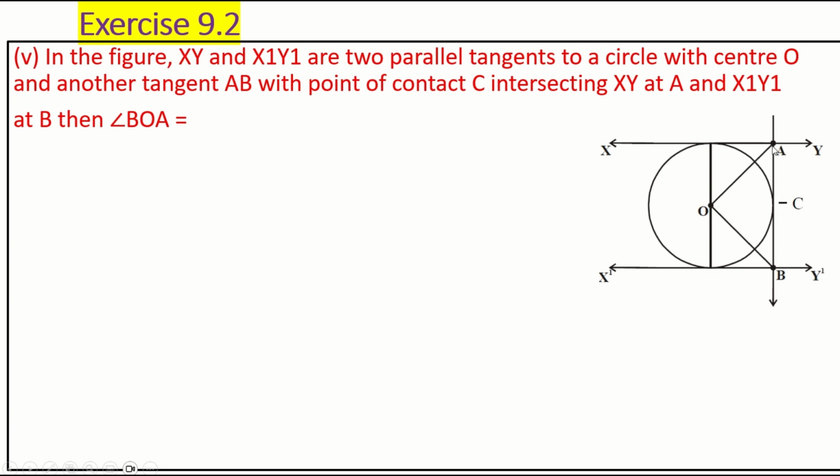We know that A is a point external to the circle and two tangents are drawn here. OA is the line from the center of the circle, so OA will divide these two angles into equal parts, 45 degrees and 45 degrees. So angle OAB is 45 degrees. Similarly, angle OBA is also 45 degrees. 45 plus 45 is 90 degrees. The remaining angle in the triangle is 180 minus 90, which is 90 degrees. Okay, next.